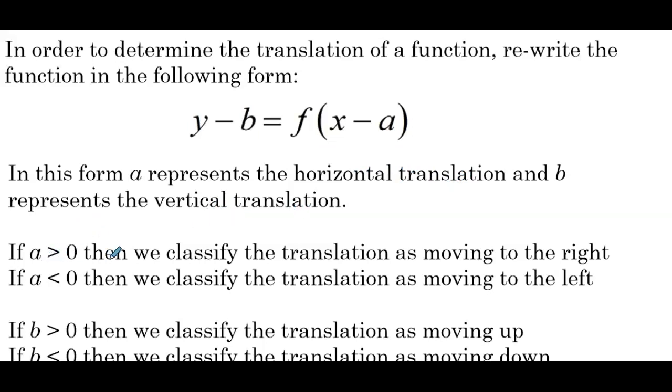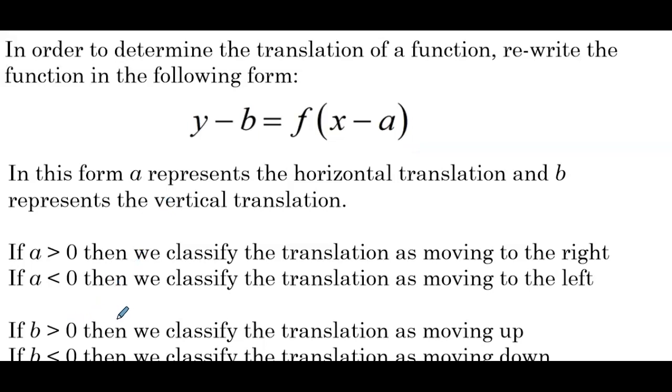If a is greater than 0, then we're going to classify it as moving to the right, and look back at y equals the quantity x minus 2 squared. We can visually see that it moved to the right. Again, opposite our intuition, but it's because the equation's always telling us how to go from the translated graph, in this case, back to the parent function. If a is less than 0, then we classify the translation as moving to the left. So that means a is negative, so if we subtracted a negative, that would become plus, and go back to y equals the quantity x plus 2 squared. We can visually see that it was moved to the left.